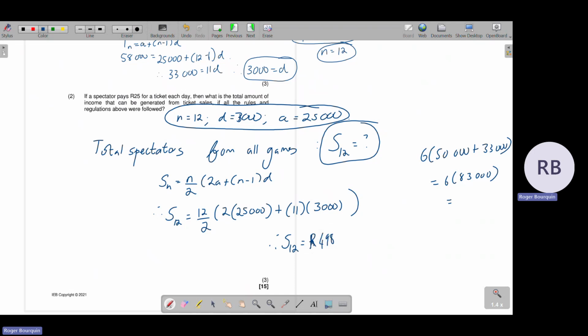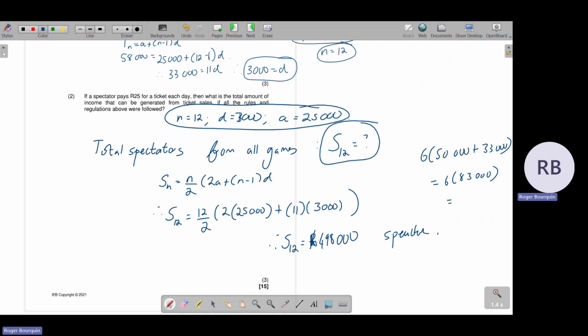So what have we just worked out, guys? Is that our final answer? What does this represent? Total number of what? People. No, it's not money, it's the total number of people. So 498,000 spectators went to the game. What does the question say? The question said how much money was made. So 498,000 people went to matches.